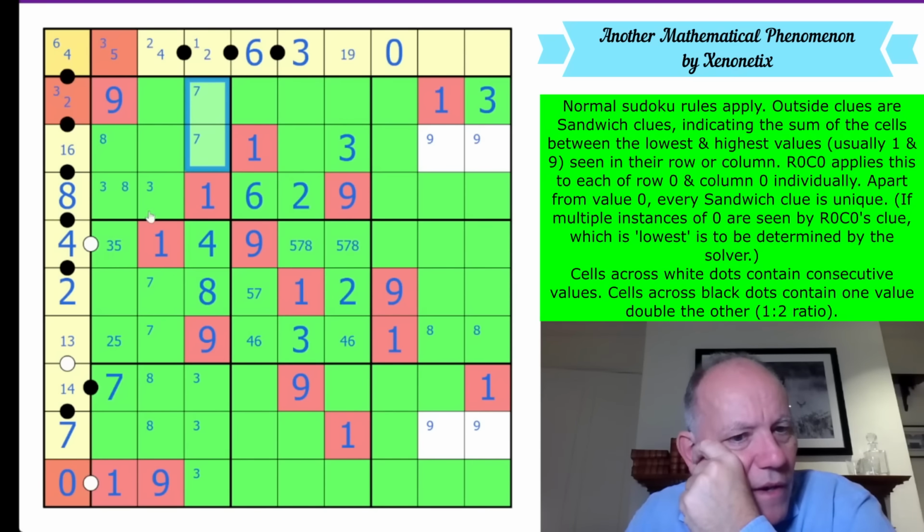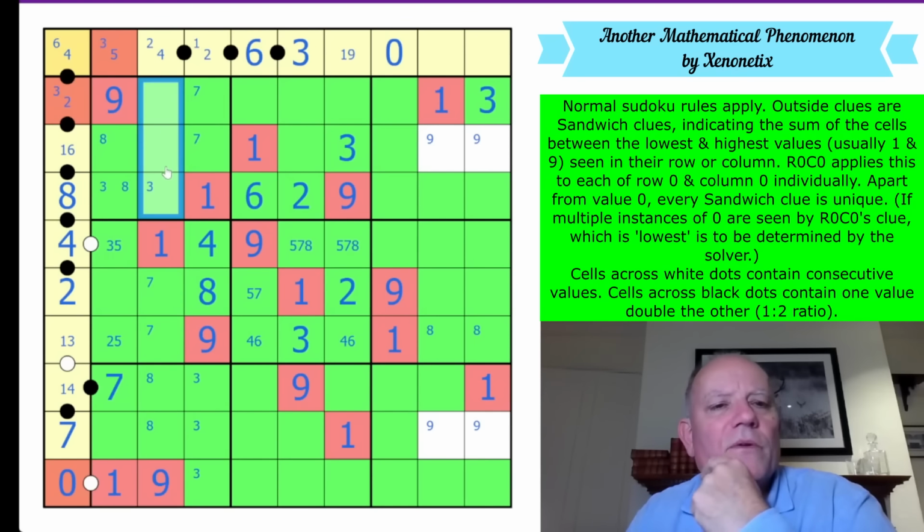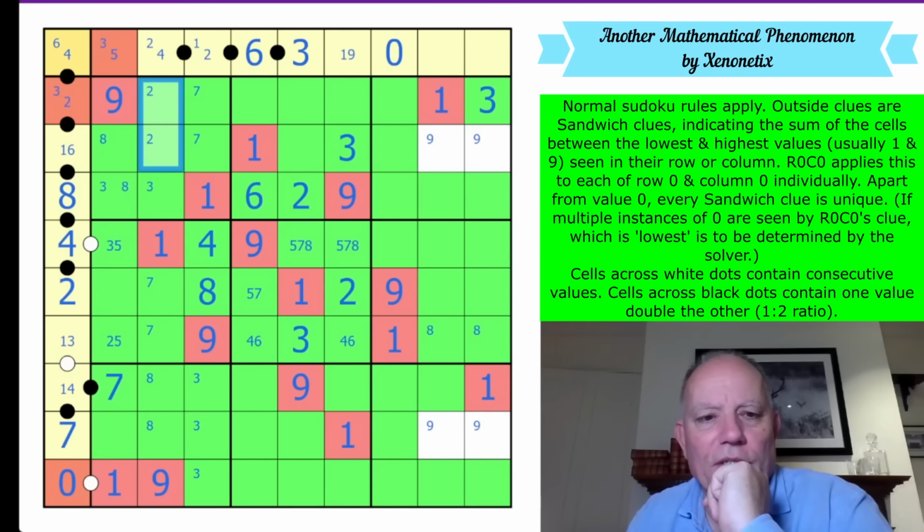Six, 12. I'm missing something vital. These add up to 24. Oh yeah, these add up to 11. Can that be a 3? These would be a 2, 6 pair. It's either 2, 3, 6 or 2, 4, 5. There is a 2 in one of those cells.